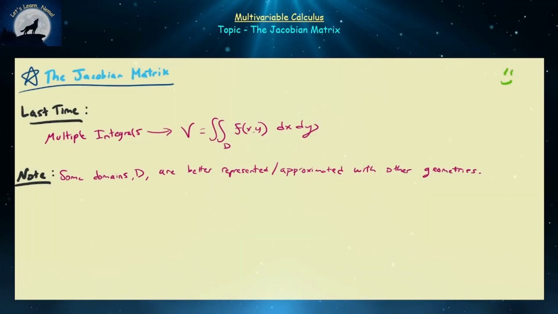Hello everyone, and welcome back to the series on multivariable calculus. Today we're going to be continuing our journey through the realm of multiple integration and discuss a very important mechanism known as the Jacobian matrix.